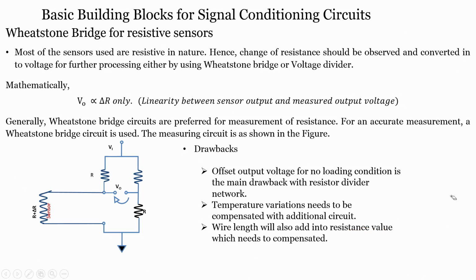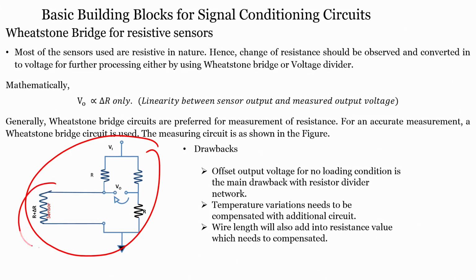Mathematically, VO is proportional to delta R. There is only linearity between the sensor output and the measured output voltage. Generally, in the Wheatstone bridge circuit, which is right over here, you can see there are 4 resistors, and the fourth resistor is your R sensor. You keep it like this because your sensor will change the resistance value, and that is why it is R plus delta R. Generally, Wheatstone bridge circuits are preferred for measurement of resistance. For an accurate measurement, a Wheatstone bridge circuit is used.